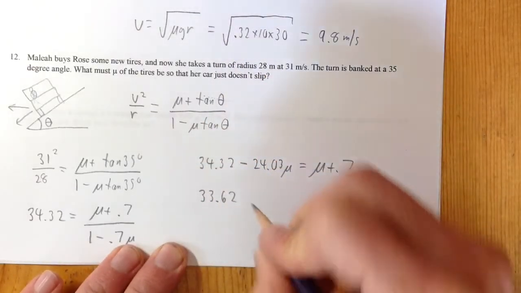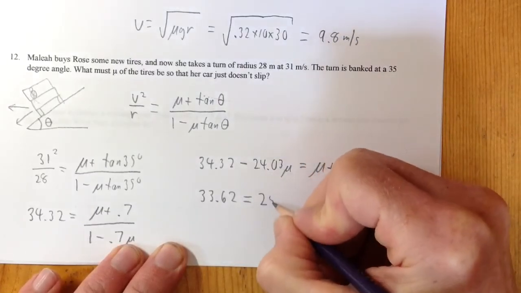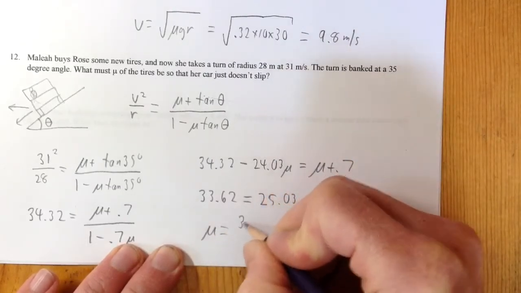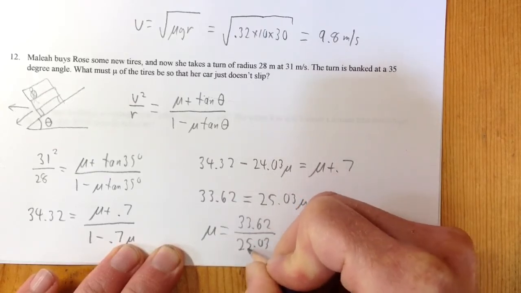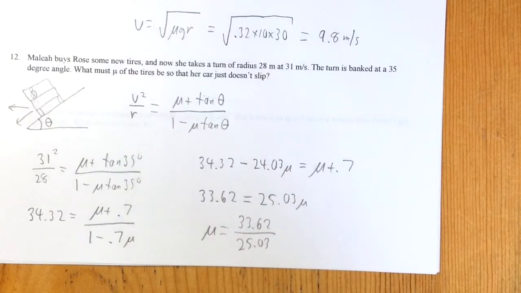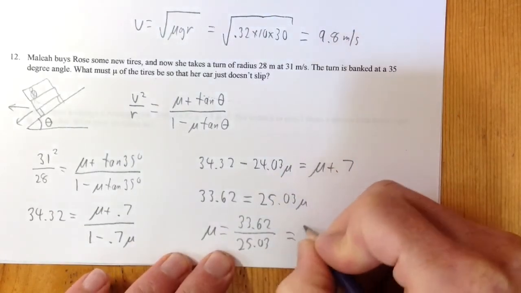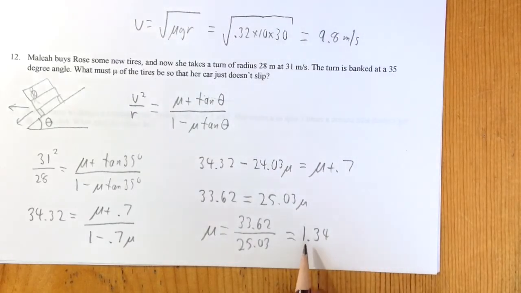So 33.62 equals 24.03 mu plus a whole mu, which is 25.03 mu. So mu is 33.62 divided by 25.03, and I get 1.34 roughly. So 1.34, which is very high, right? We talked about most mu's being less than 1 for car tires, maybe some super sticky race tires above 1. You would have to have the best tires ever to do this.